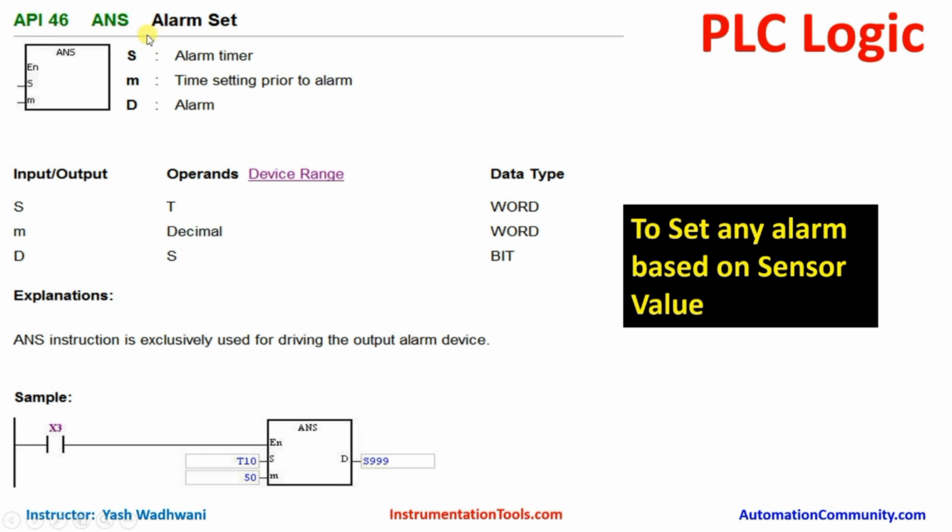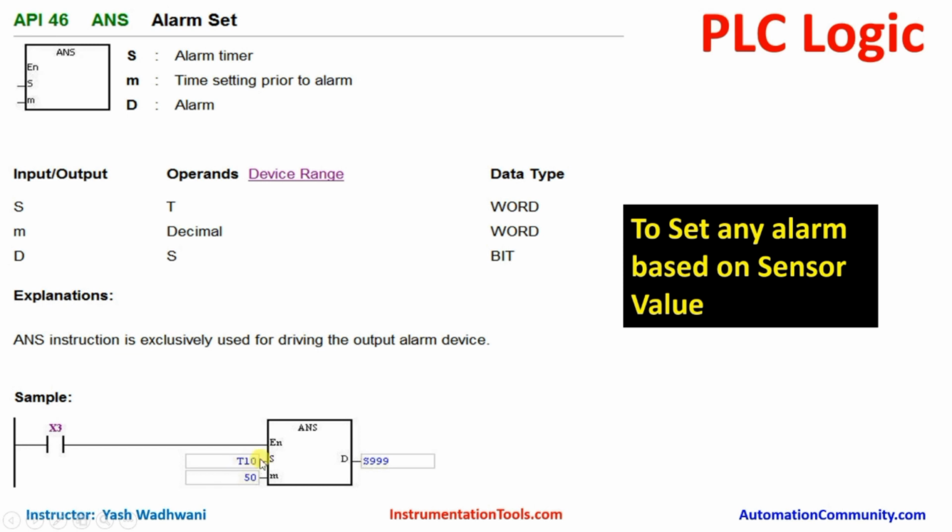First of all, in the Delta PLC, there is one instruction, ALS. Here itself it is written alarm set. That means it will set one alarm. Here you can see the basic syntax of the program. If the desired condition is achieved, in that case, this ALS block will set one bit. That bit starts from S, and its range starts from 999.